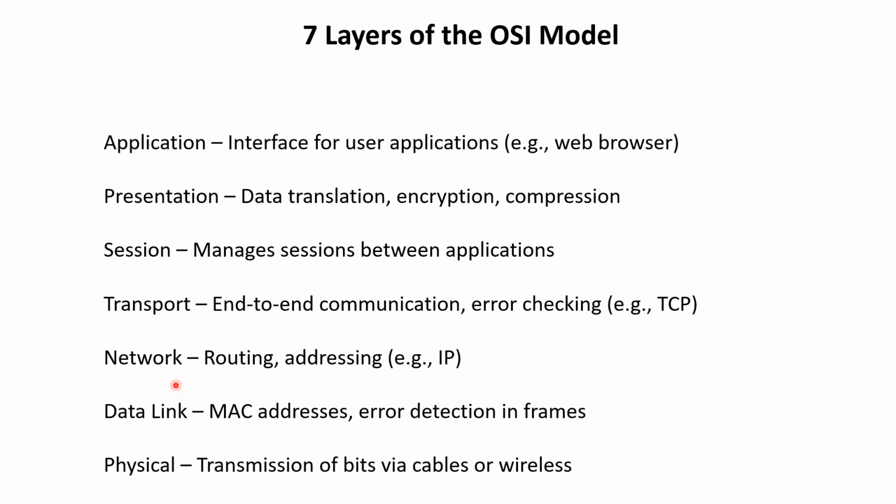The network layer is responsible for routing or addressing. The data link layer is responsible for MAC addresses and error detection in frames. The physical layer is responsible for transmission of bits via cables or via wireless media. This was all about the OSI model.